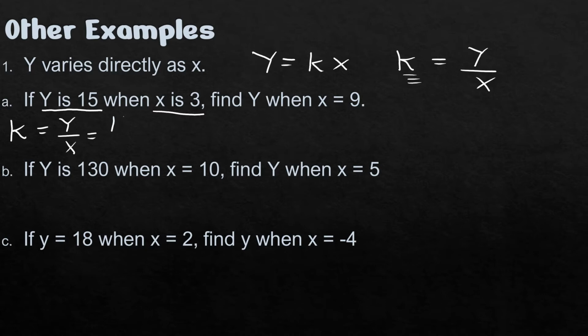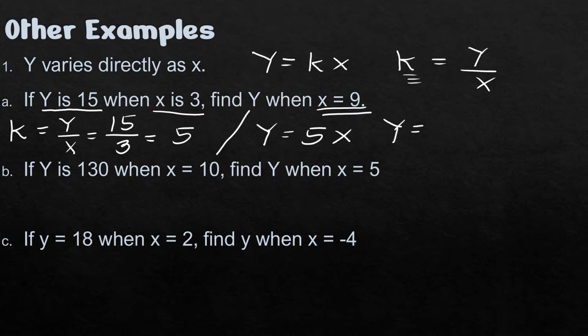Ang y natin ay 15 at ang x natin ay 3. So, ibig sabihin, ang ating k ay 5. So, from our equation now, we have y equals 5x. And we need to substitute our x. So, find now y when x is 9. So, y is equal to 5, our x is 9, and 5 times 9 is 45. And that is the answer for this question.